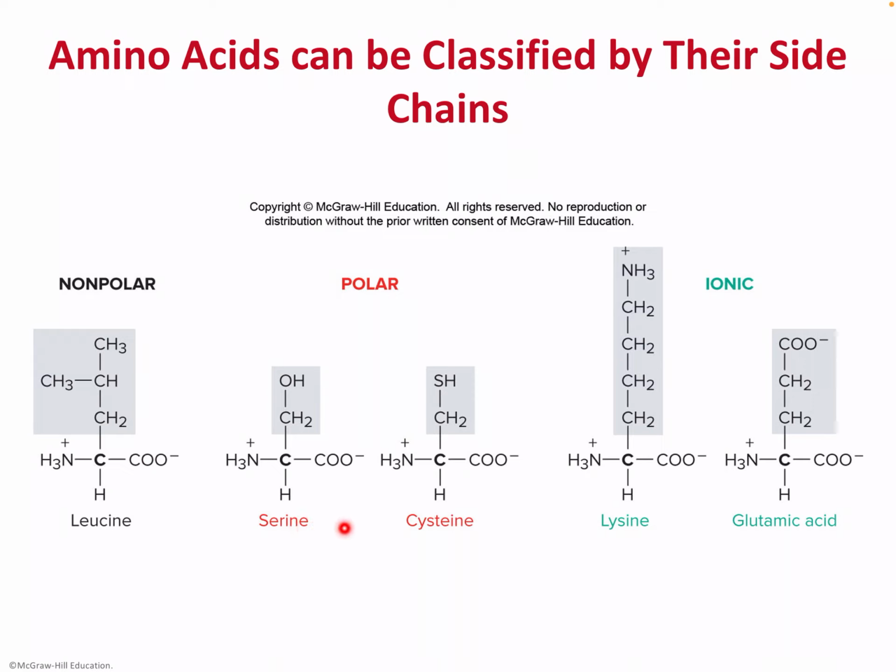And then the serine and cysteine have a polar side chain, CH2OH, CH2SH. This is a thiol, this is an alcohol. So they are called polar amino acids. And then the lysine and glutamic acid, you can see there are charged groups, ammonium group or carboxylate. So these are ionic side chains. Okay.